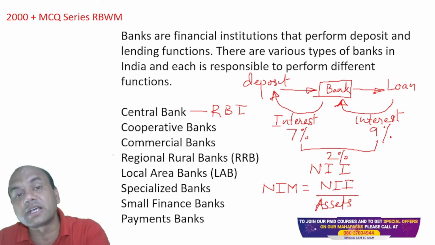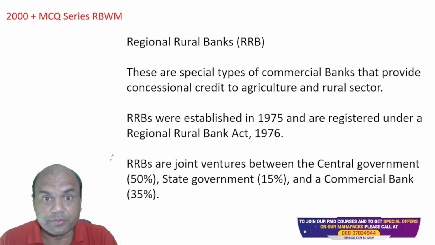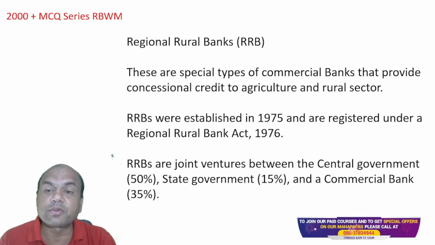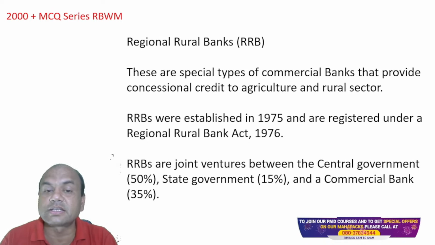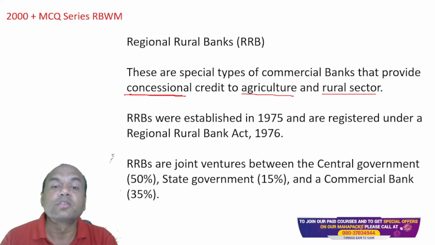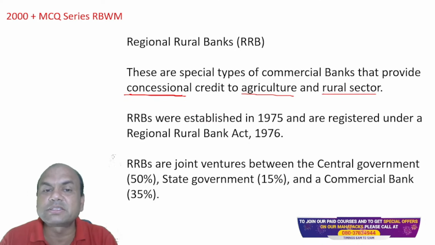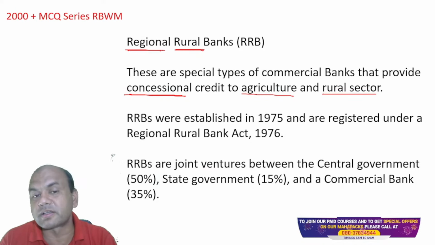Now, importantly, what is asked in the exam is RRB. They always ask you about RRB because RRBs are actually nationalized banks as of now. These are special types of commercial banks that provide concessional credit to the agriculture and rural sector. Remember, concessional credit to the agri and rural sector. See, what does the name itself say? Regional means related to that region only. So concessional credit to the agri and rural sector.